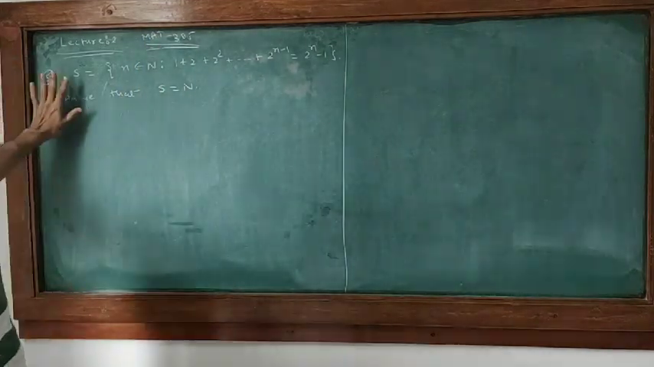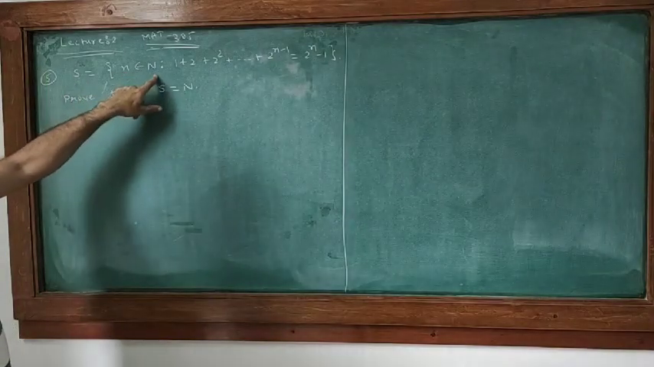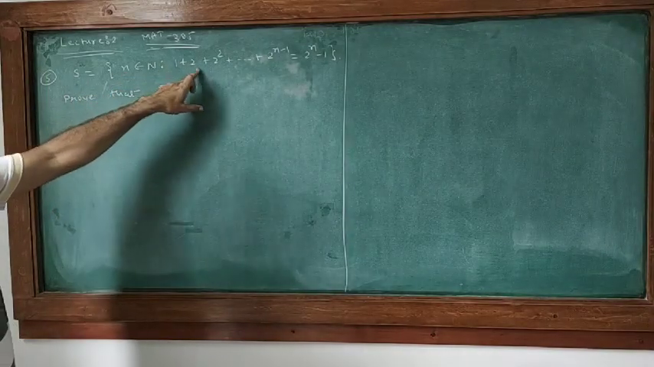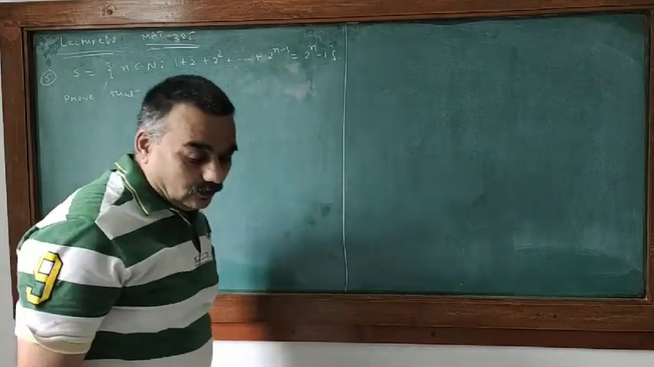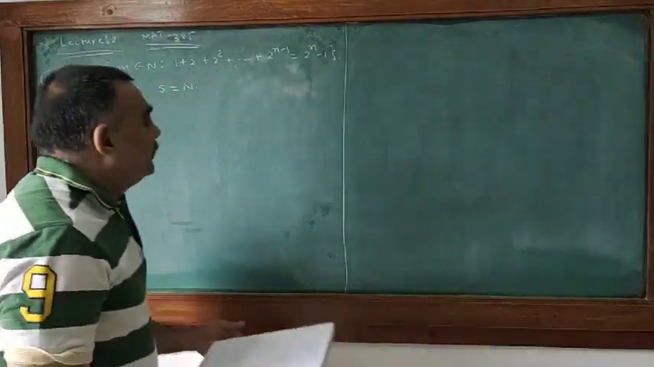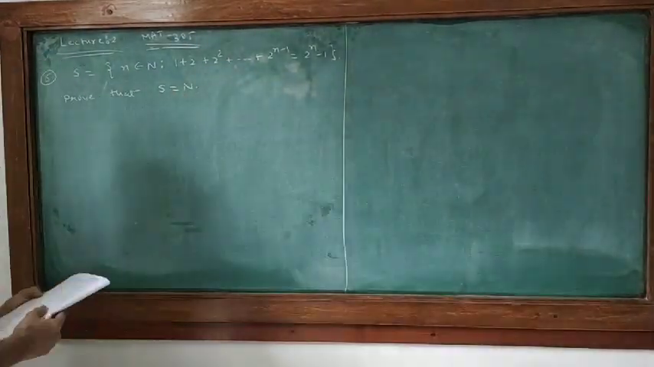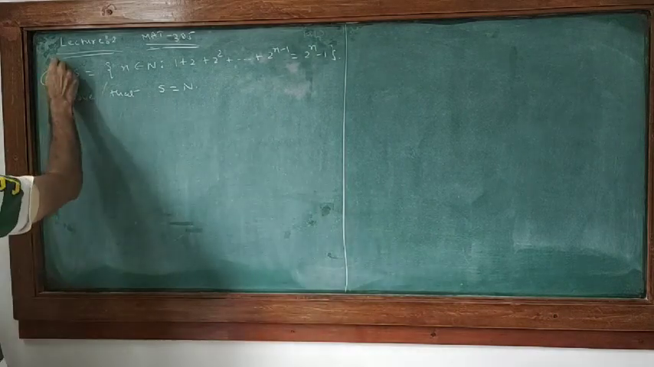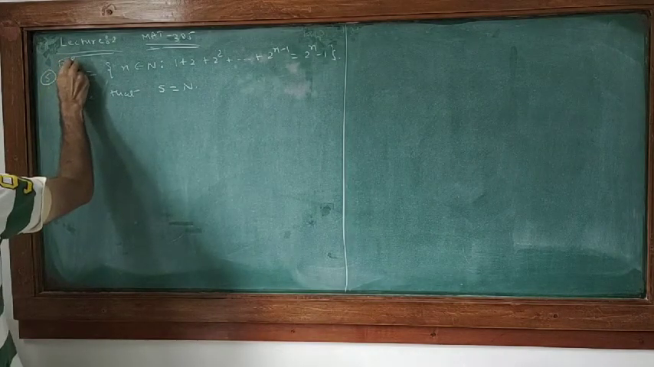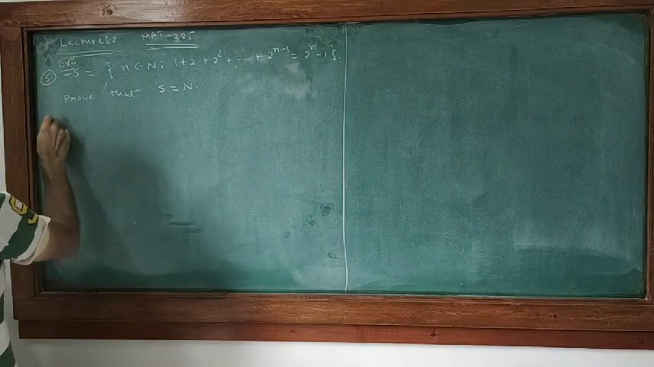Here S is equal to the set of n in N where 1 plus 2 plus 2 squared up to 2 raised to n minus 1 is equal to 2 raised to n minus 1. So this is one more sum, and we prove it by induction.